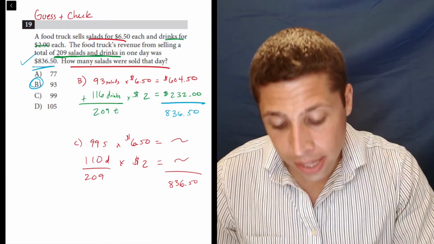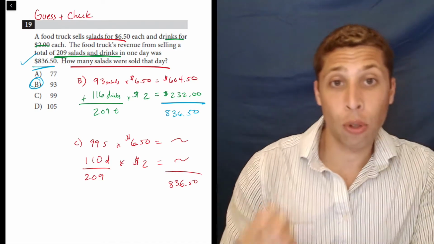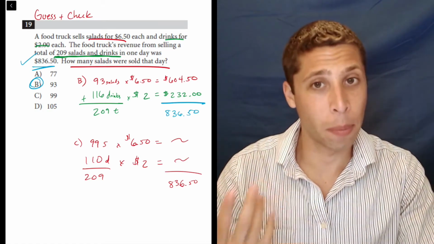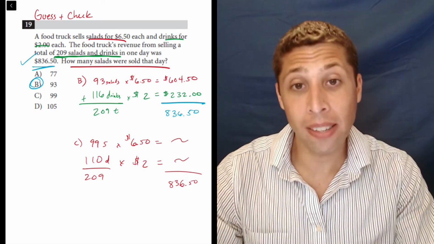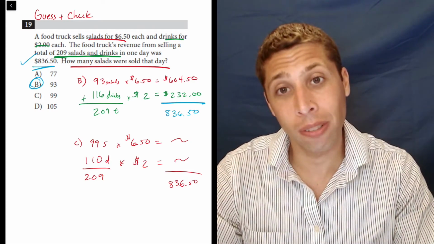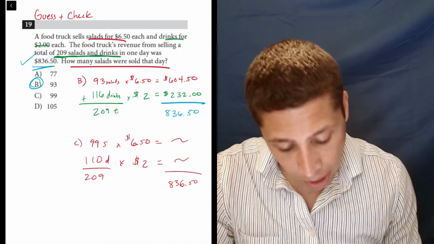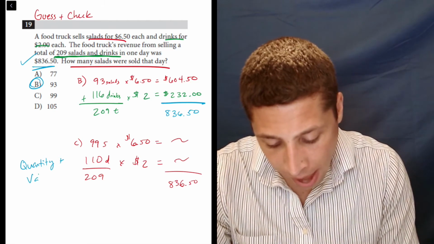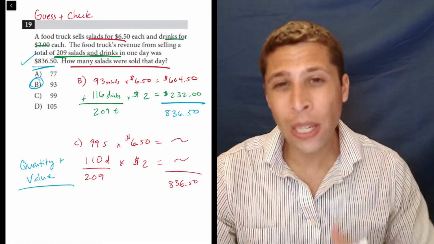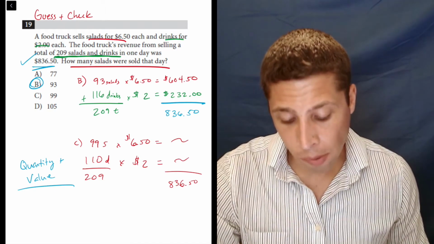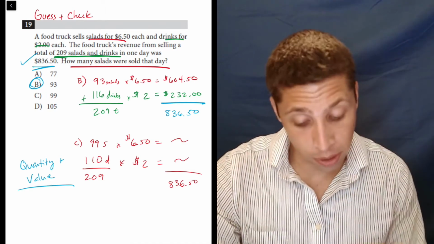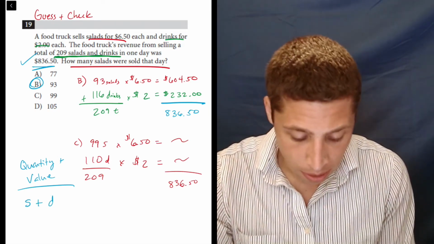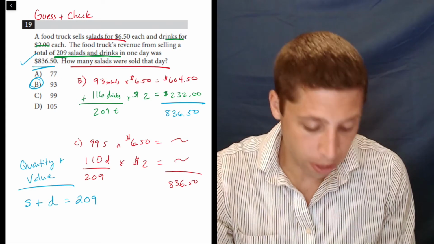Now, the reason that the equations for this kind of story are so important is it captures a situation that comes up a lot in algebra. It's basically that we have a total and each particular item has a value. So I call these quantity and value equations. We have two that we're going to create. One of them represents the total quantity of things that we have. In this case, it represents the 209 salads and drinks. So the number of salads plus the number of drinks is 209.